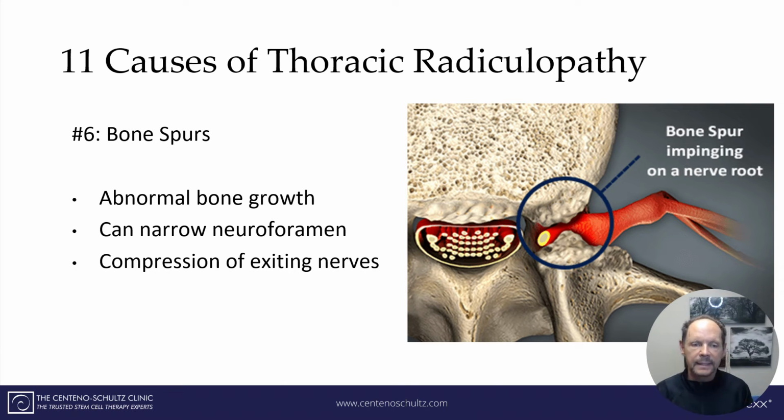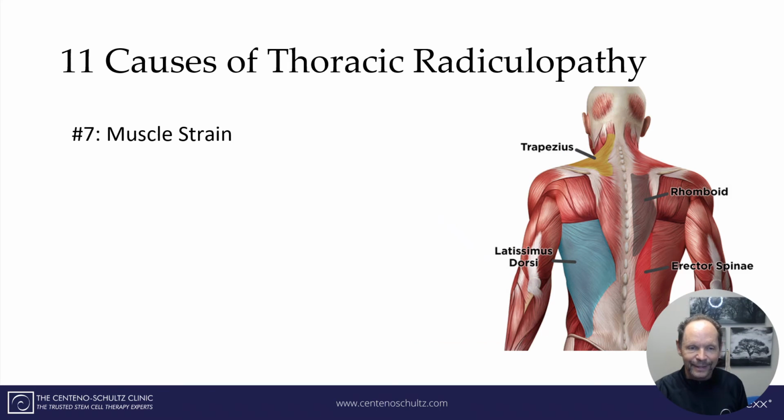The 6th cause of thoracic radiculopathy are bone spurs. Bone spurs are basically an abnormal bony growth, and in this case, it can narrow the foramen, and that's depicted here. This is a cross-section, and this is the vertebral body, and you can see this extra bone here that's pushing back this way, and there's also some abnormal bone here from the facet joint, and the combination of these two bony growths is compression of that nerve root, otherwise known as thoracic radiculopathy.